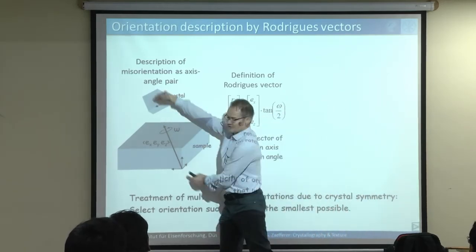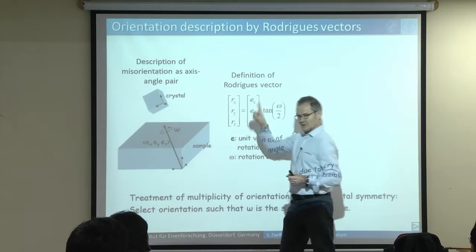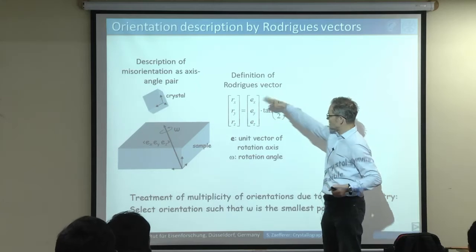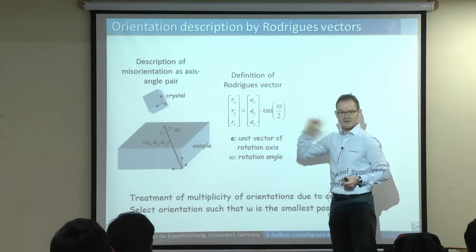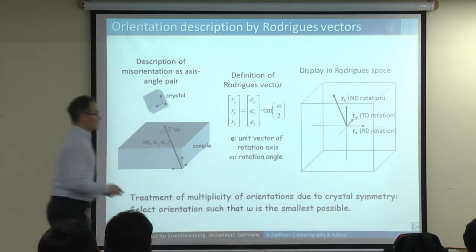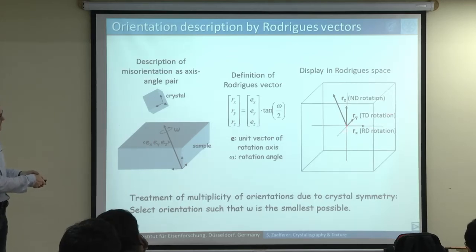That means this vector has a length, and this length represents the rotation angle, and the direction represents the rotation axis. And in this way, you create a new space which has now only 3 coordinates, the 3 Rodriguez vector components. You can then display this Rodriguez vector again in a 3-dimensional coordinate space. You say the Rx, the Ry, and the Rz are setting up a Cartesian space, and any Rodriguez vector is simply a vector in this space.